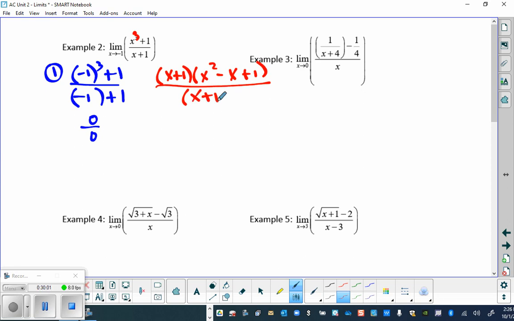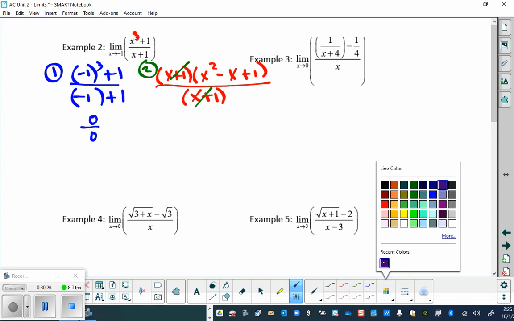And you should not be surprised at all that, again, these are designed to work out. They're designed to work out. So you need to make sure you have that SOAP, same, opposite, always positive, for when you're talking about your sum of two perfect cubes.